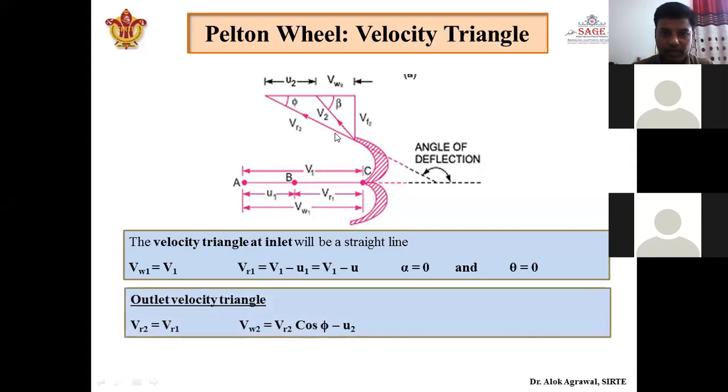Now for the outlet velocity triangle, the jet comes out of this portion of the bucket with a relative velocity Vr2, and blade velocity will remain u2. This V2, the outlet jet velocity, will be less than the relative velocity because the direction of the jet has been changed. So we will get the outlet velocity angle like this, where the outlet jet angle is beta 2 and the outlet blade angle is phi. So we will get this type of outlet velocity triangle that we have already seen in the case of steam turbine. This is similar to that.